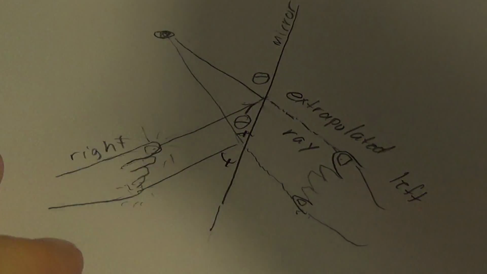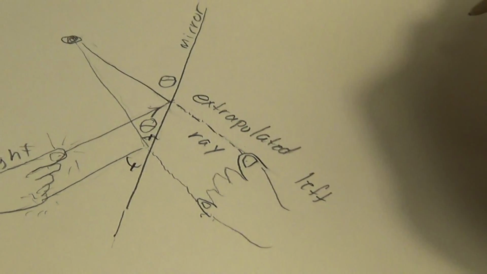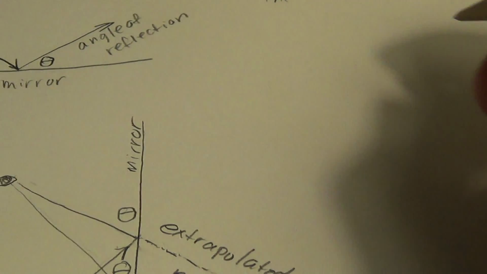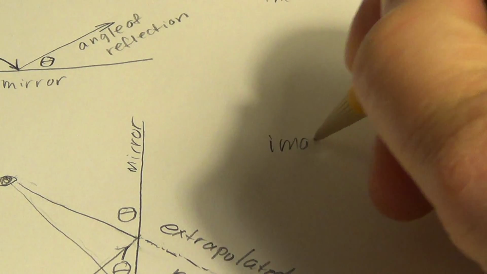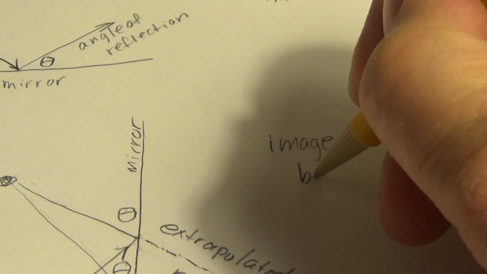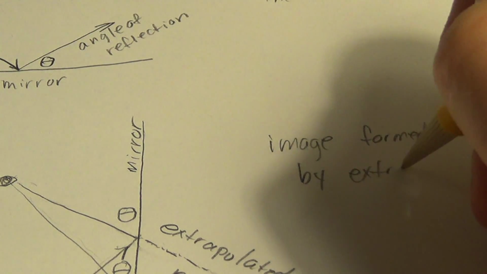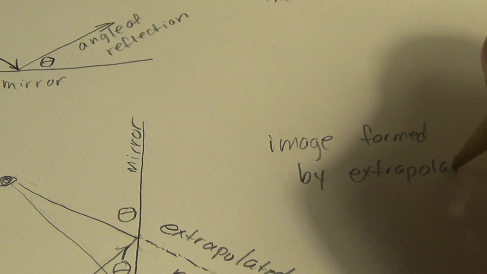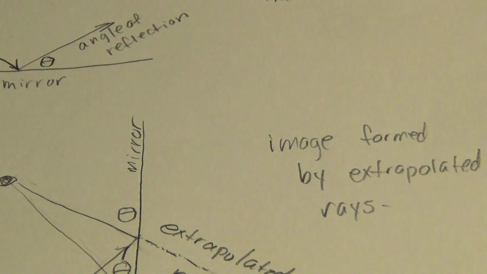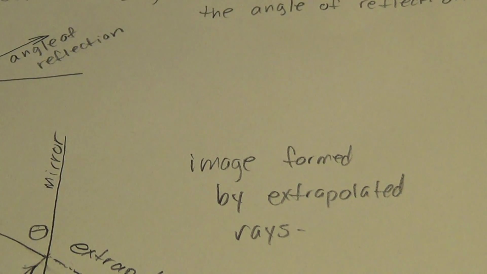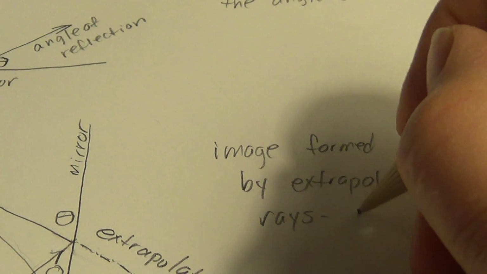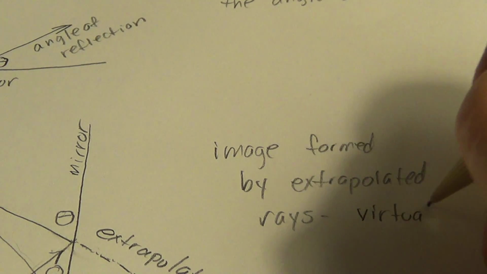All right, an image formed by extrapolated rays. This is important. Let me get this straight. An image formed by extrapolated rays is called a virtual image. So an image formed by extrapolated rays, like the foot, is called a virtual image.